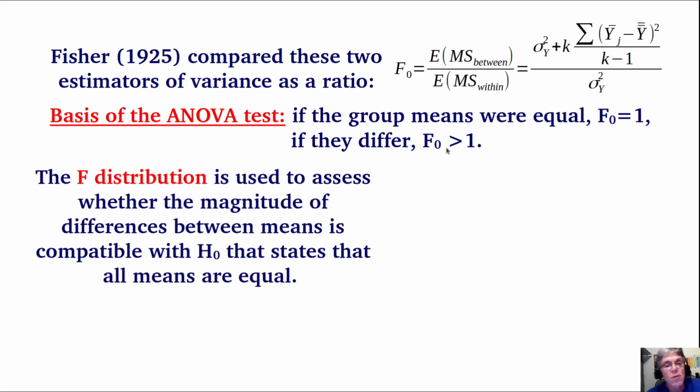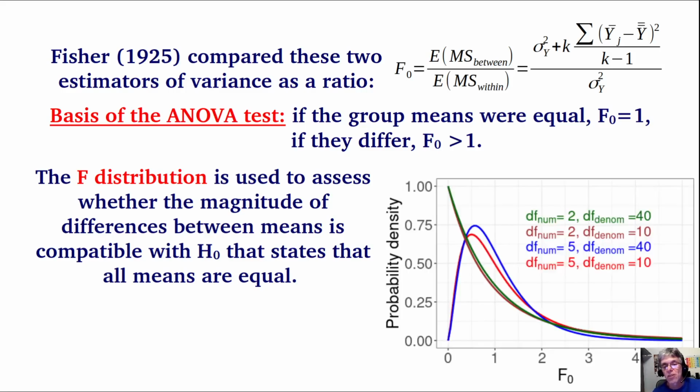The F distribution can be used to assess whether the magnitude of the difference of the means is compatible with the null hypothesis that states that all the means are equal. This distribution was written initially by Fisher and given its name by another American statistician called Snedecor. The formula of the F distribution is far too complicated and pointless to show in this video.